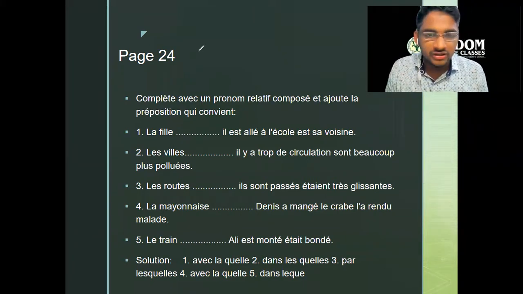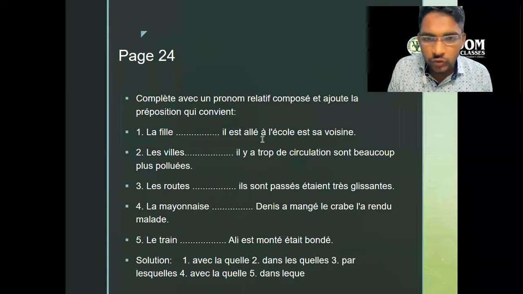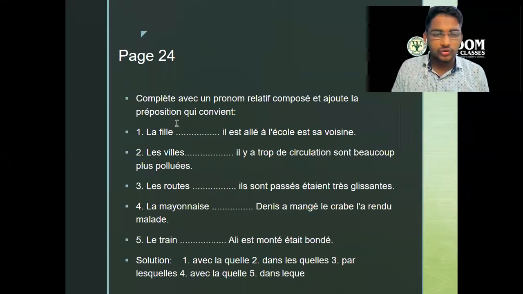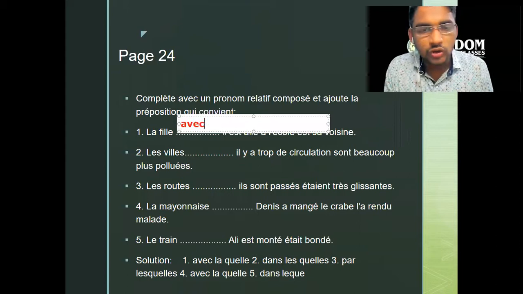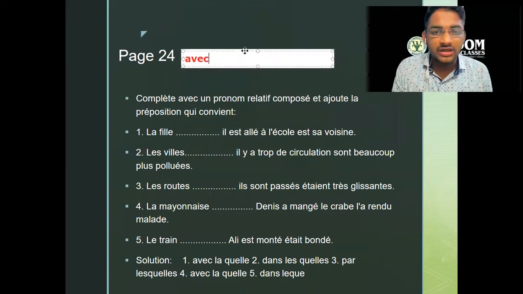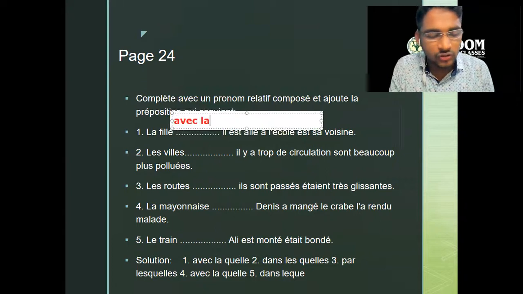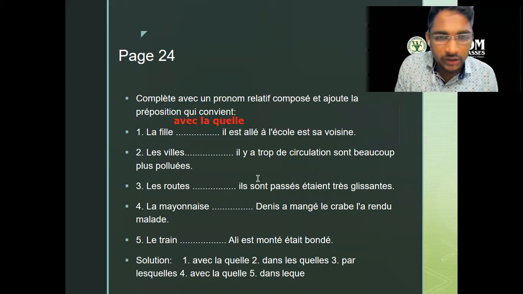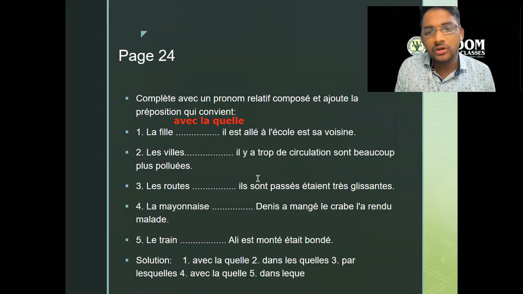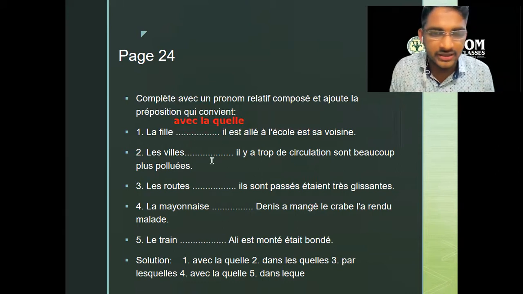Starting with the first one: La fille, the girl dash, he went to the school is my cousin, is my neighbor. So what will come, students? First, look, avec will come. The girl with which, okay, the girl with which he went to the school is my neighbor. So the girl, students, is feminine singular here, so we will make it laquelle. Avec laquelle, the girl with whom he went to the school is my neighbor.